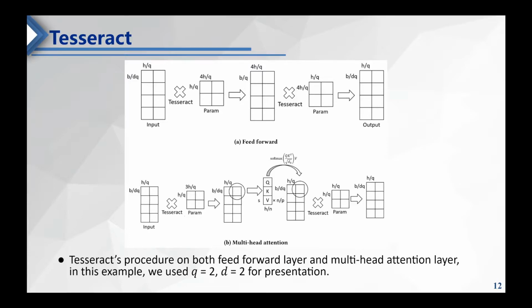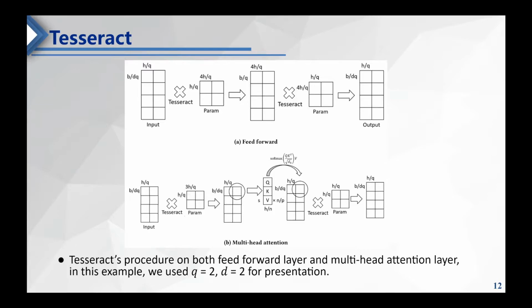For the feed-forward operation, the input matrix with the shape of BH is split into partitions of B divided by DQ, H divided by Q. Two parameter matrices with sizes of H by 4H and 4H by H will be split into sizes of H divided by Q, 4H divided by Q, and 4H divided by Q, H divided by Q, respectively. Tesseract multiplies the input matrix and the two different parameter matrices accordingly and gets the final output matrix.